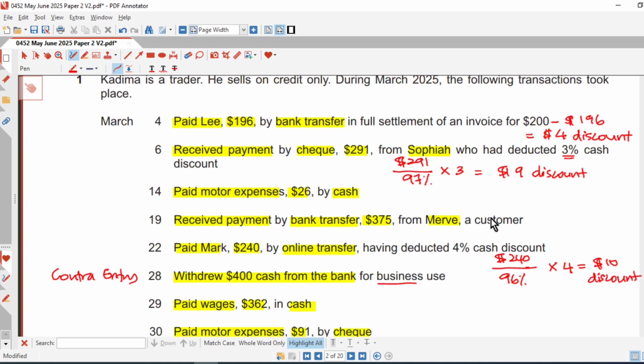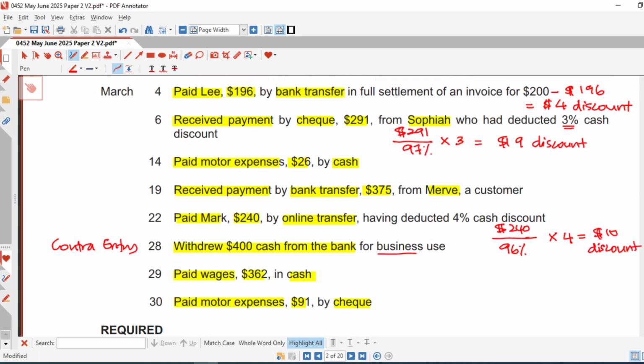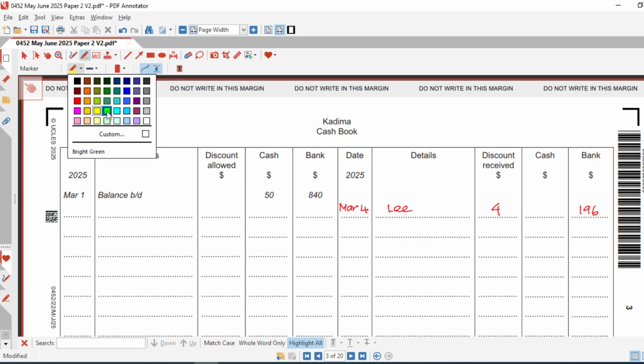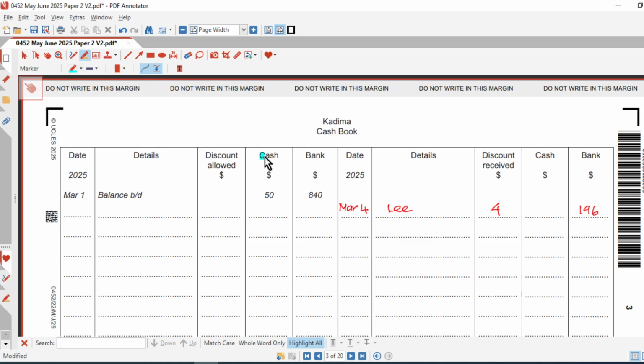2025, March 4th. Paid $196 to Lee. So I'm going to put my transaction here, March 4th. We paid Lee $196 by bank transfer in settlement of an invoice for $200. Now, at this point, you should be very familiar with the cash book. Your cash book represents your cash and bank balances.